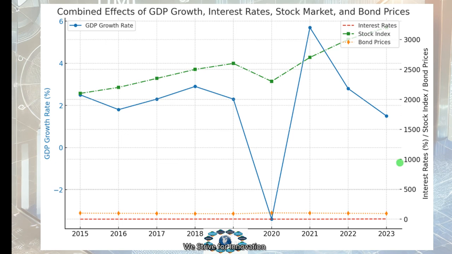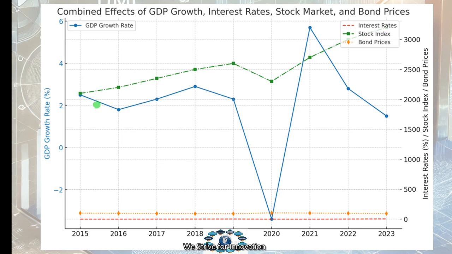So this is just a chart to show you the combined effect of GDP growth, interest rate, stock market, and bond prices. You can see this line represents the bond prices, and this line, the bottom one, represents the interest rate, and this one is the GDP growth rate, and the green one of course is the stock.